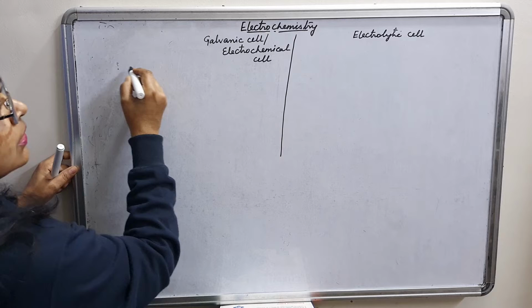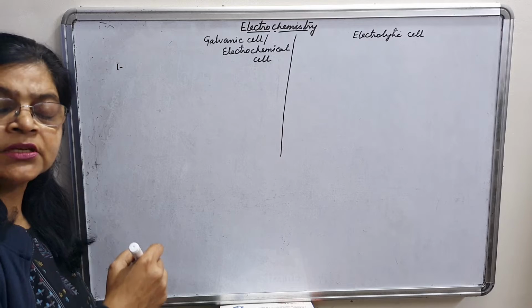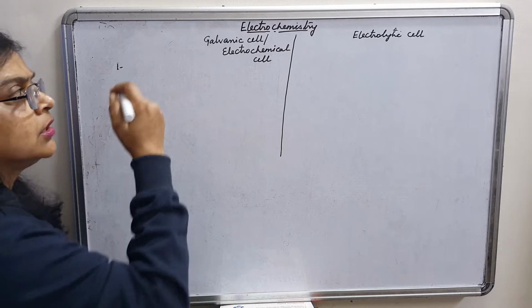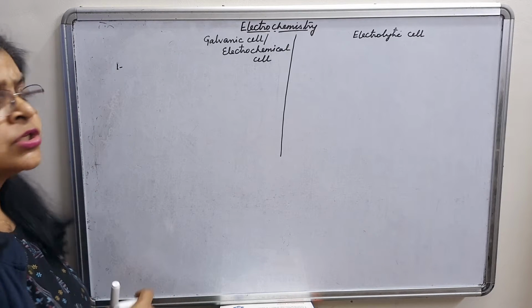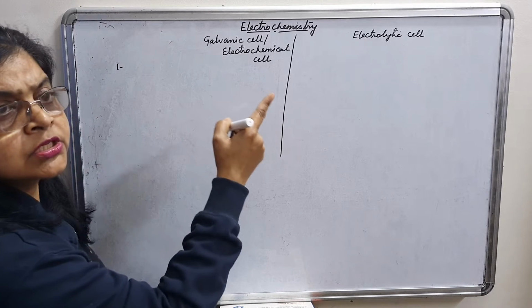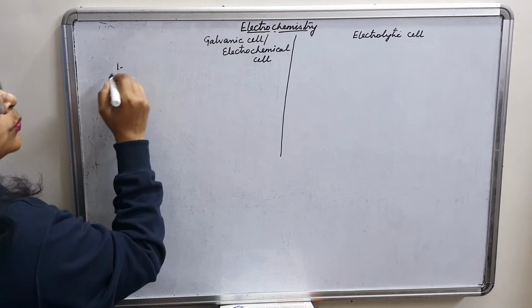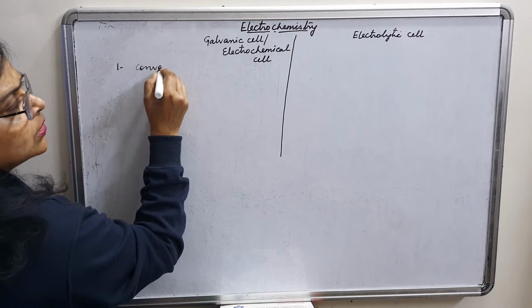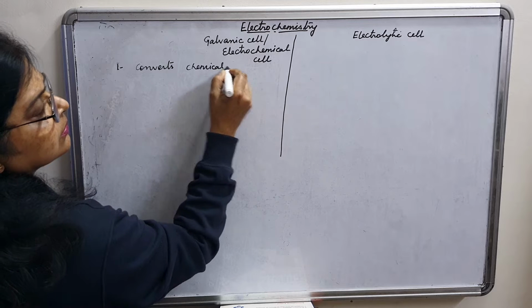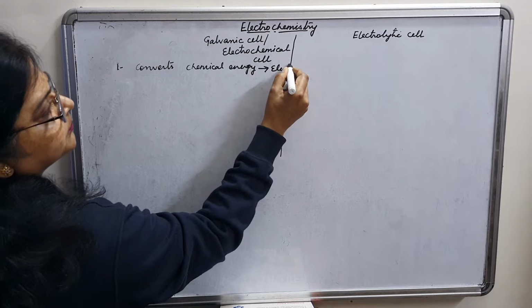First difference: what is the galvanic cell? This is the cell which converts chemical energy into electrical energy, like the inverter battery in our house. In our houses we have an inverter battery where a chemical reaction is going on and we are getting electricity. So a galvanic cell converts chemical energy to electrical energy.